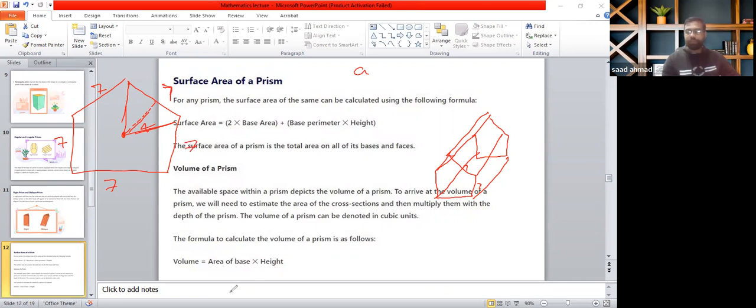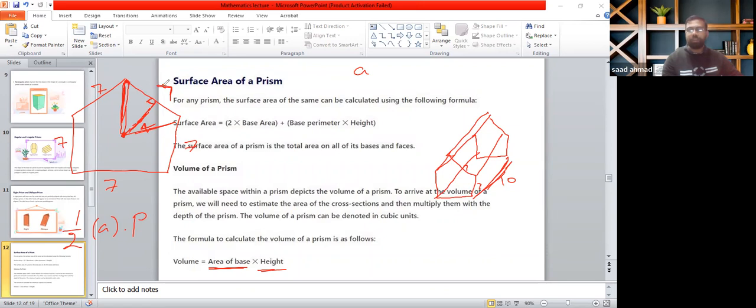So what we need to do is find the area of the base times the height. Let's say this height is 10. But first we need to know the area of this regular pentagon. There are different formulas, but the one I'm using here is 1/2 times the apothem times the perimeter. The apothem is the perpendicular distance from the center to any outer edge.